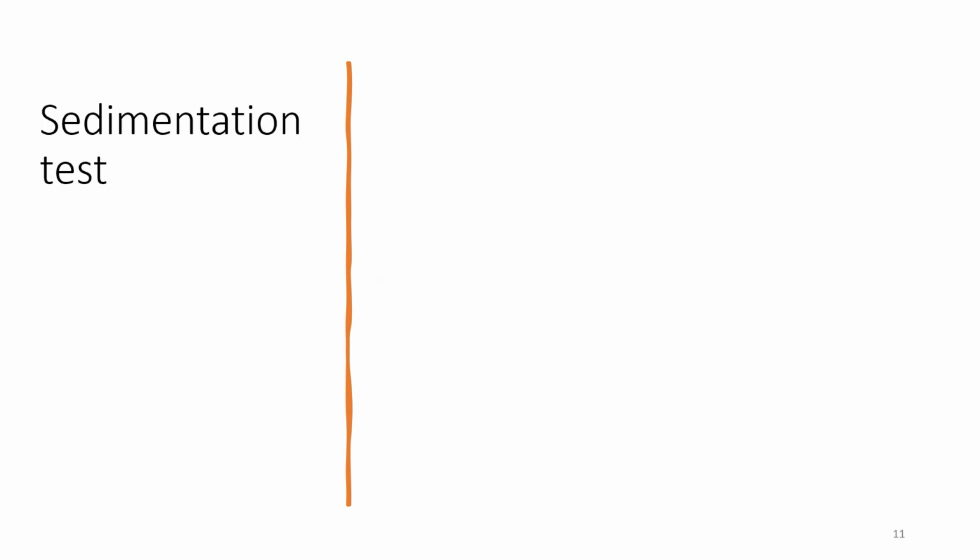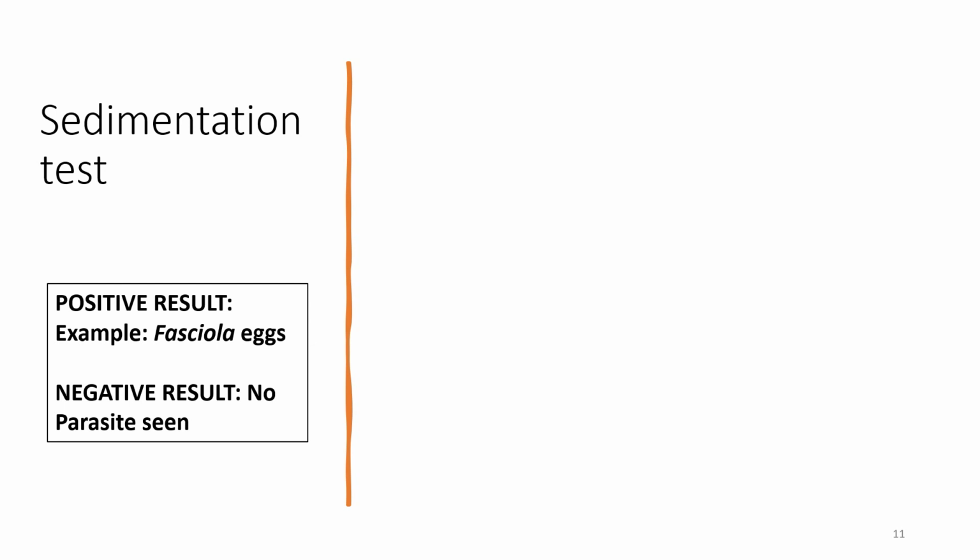Another special test that we again offer is the sedimentation test. And this is a test done on feces where we add water and we mix it up and we let the slurry sit so that all heavy things settle down in a tube. And so the results of this are typically for heavy eggs, such as the liver fluke egg, which is known as Fasciola. So for an example positive result, you might see something like Fasciola eggs were seen. And then if we didn't see any eggs, we will say no parasites.